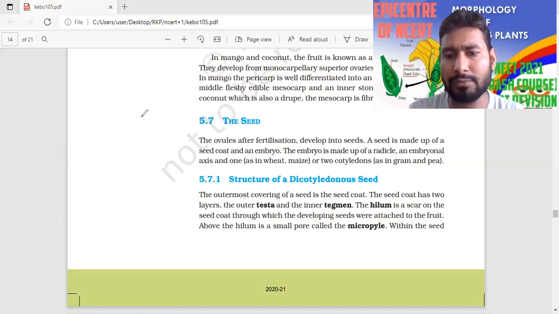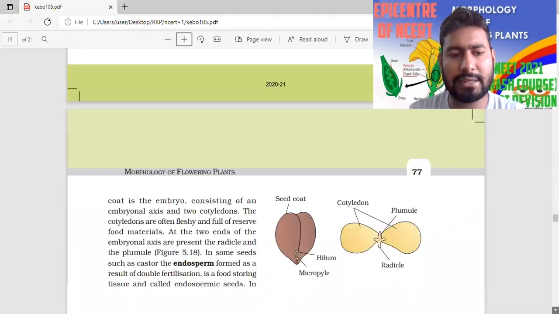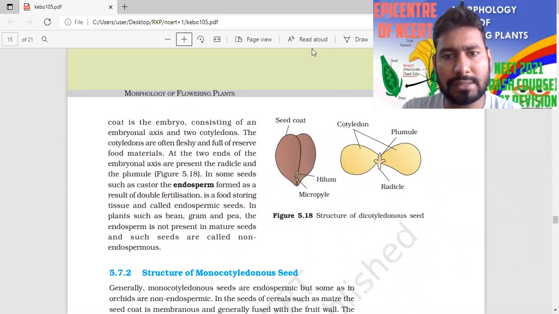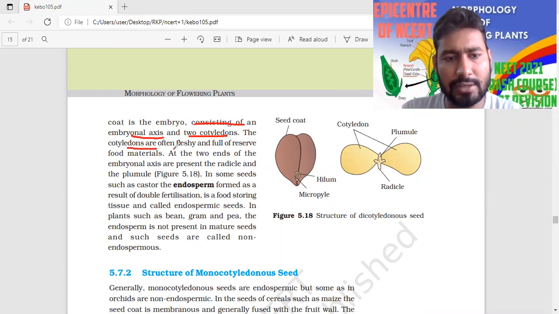Okay. Now, within the seed, what is it? Within the seed, they have the coat. Within the seed coat is the embryo, consisting of an embryonal axis and two cotyledons, which we have discussed already. The cotyledons are often fleshy and full of reserve food material.